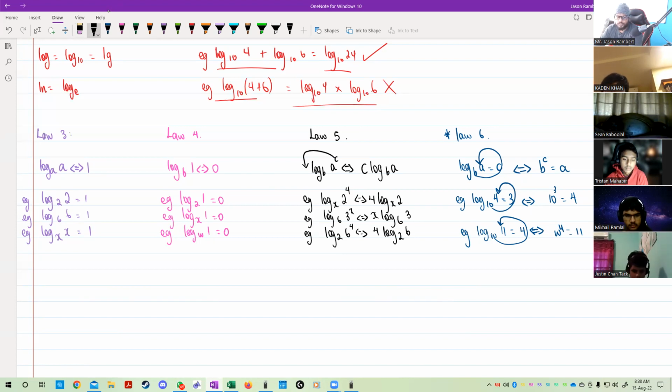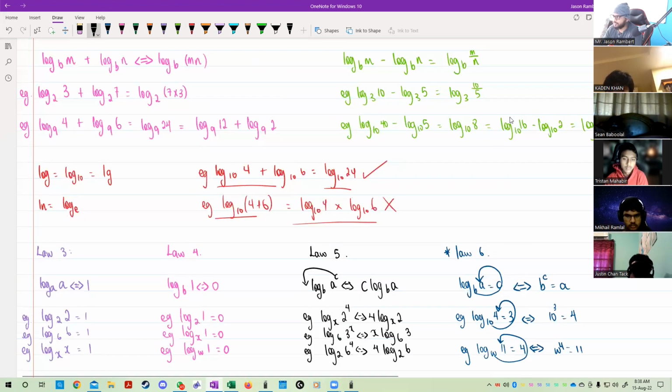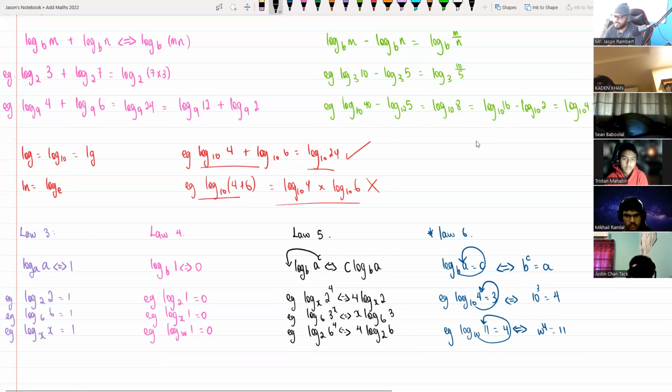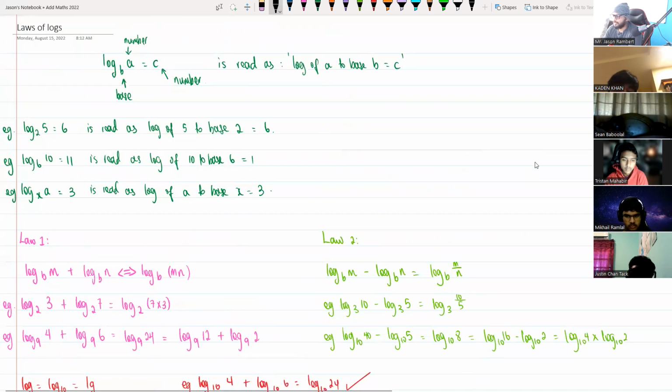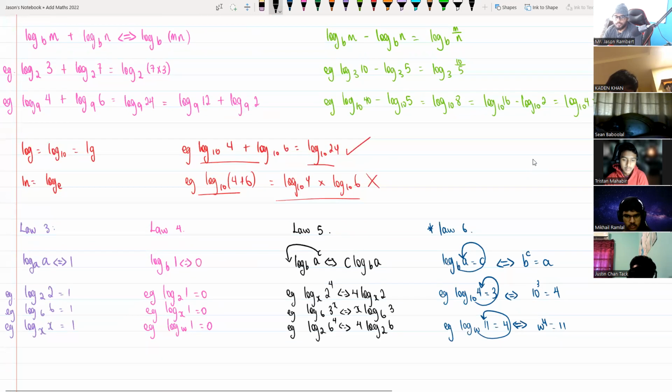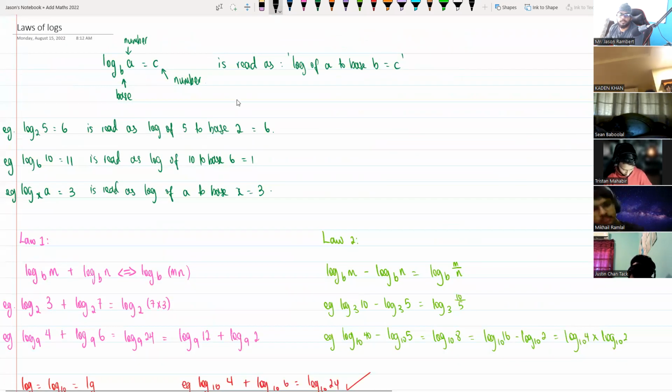Everybody good so far with the laws of logs? Easy laws to execute. Fairly easy laws to remember. I want you all to take down the laws, and we're going to do some questions with it. All right, so tell me when to scroll down, and I'll scroll down, okay?